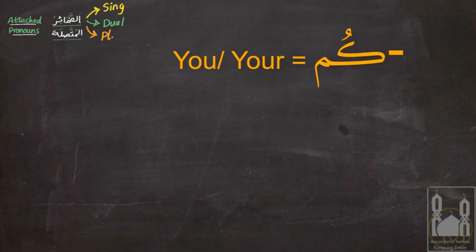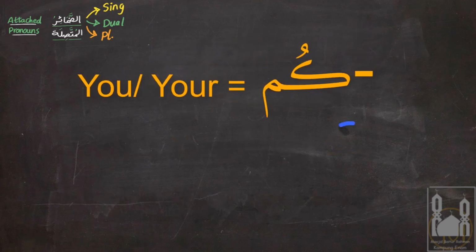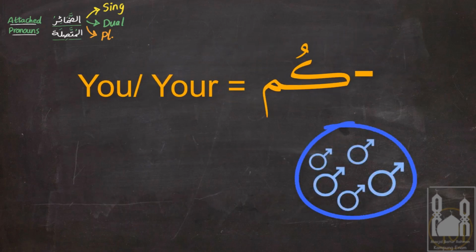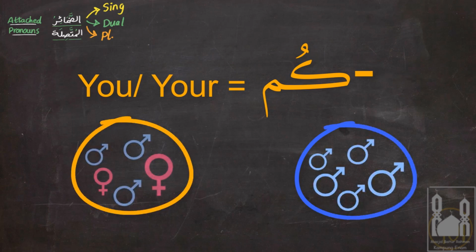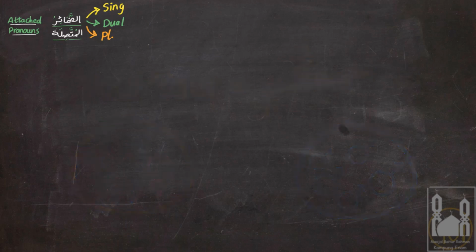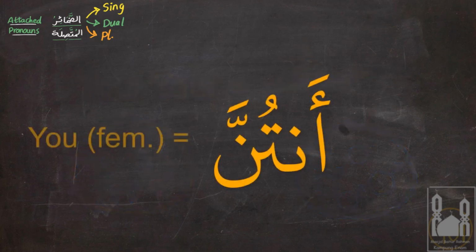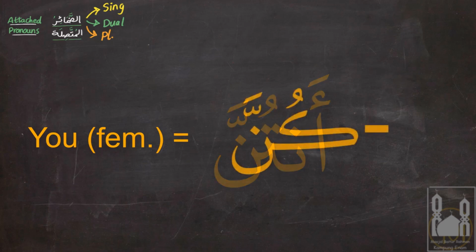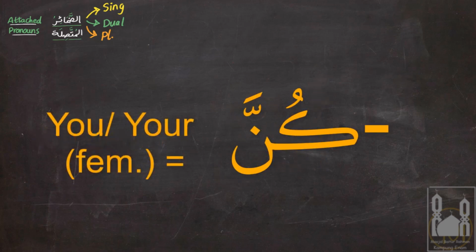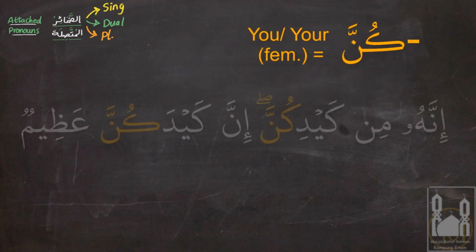Now this pronoun and this suffix is used when addressing men only, and it is also used when addressing a group of people, including men and women. However, if you're addressing a group of only women, you would then use antunna. And antunna was not discussed last time because it is not mentioned in the Quran. However, its attached pronoun is mentioned in the Quran, and that's why we're talking about it this time. And we see the suffix kunna used in the following example.